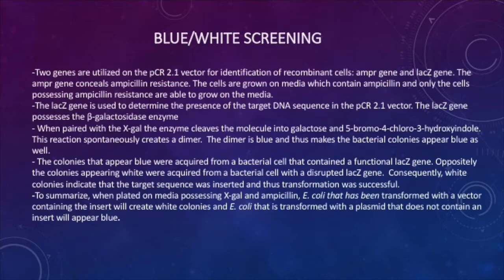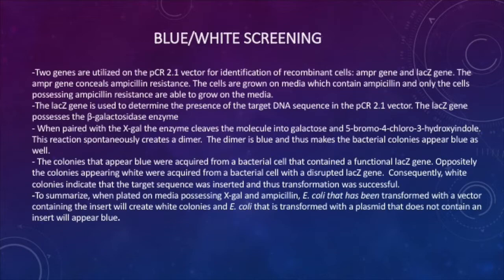When paired with the X-gal, the enzyme cleaves the molecule into galactose and 5-bromo-4-chloro-3-hydroxyindole. This reaction spontaneously creates a dimer. The dimer is blue and thus makes the bacterial colonies appear blue as well. The colonies that appear blue were acquired from a bacterial cell that contained functional LacZ gene. Oppositely, the colonies appearing white were acquired from a bacterial cell with a disrupted LacZ gene. Consequently, white colonies indicate that the target sequence was inserted and thus transformation was successful.